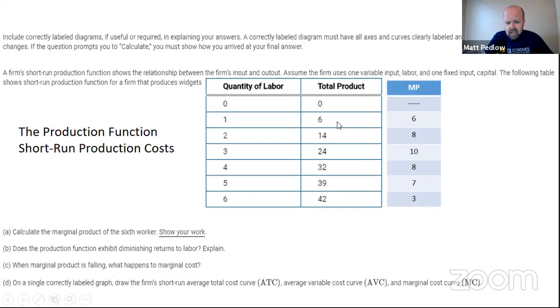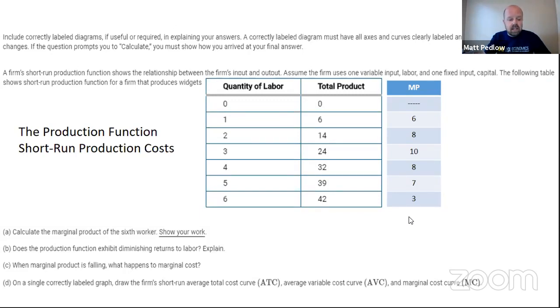From 0 to 6 is 6, from 6 to 14 is 8, and then 10, and hopefully I did the math correctly. So A, calculate the marginal product of the 6th worker, and the answer is 3. And believe it or not, you would write down 42 minus 39 equals 3. That is showing your work on this, totally fine.